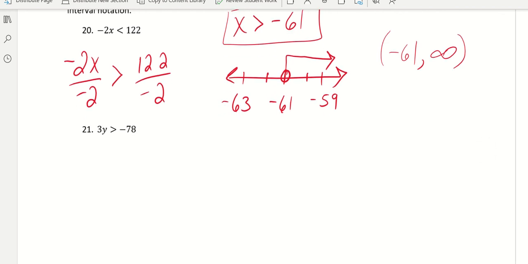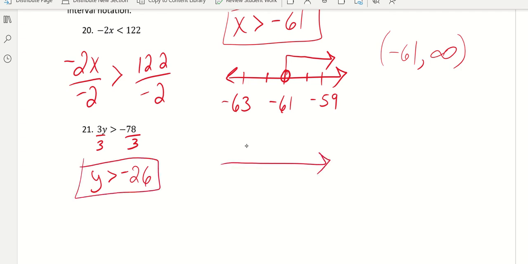21, I'm going to be dividing by a positive, so I don't have to worry about flipping my sign here. Oh, Mr. Rivers, there's a negative sign on the right side. That's okay. What am I doing? I'm dividing by positive 3. So we get y is greater than, a negative divided by a positive is a negative, negative 26. If you don't believe me, you can do the long division. You will come out to get negative 26.